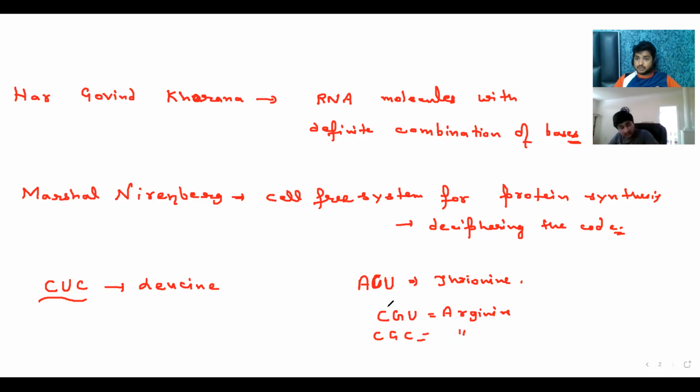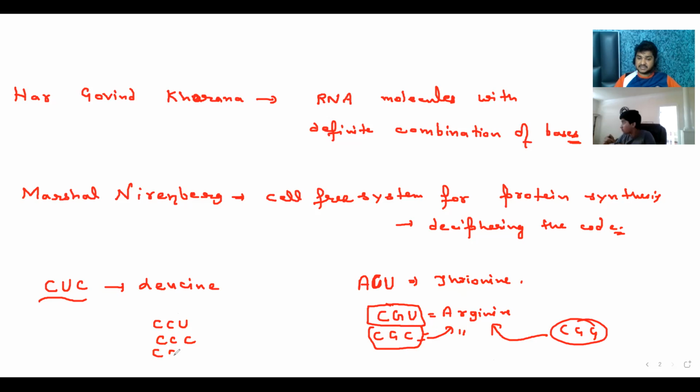Because I told you, you have 64 codons. So many codons are there which can code for the same amino acid. You also have CGG. It is a codon and it is also forming the same amino acid. So you will find many codons which can code for the same thing. Like if I say CCU, CCC, CCA, all these code for proline. So it means we have so many codes which can code for the same amino acid.